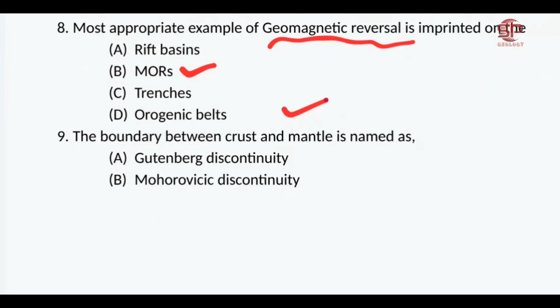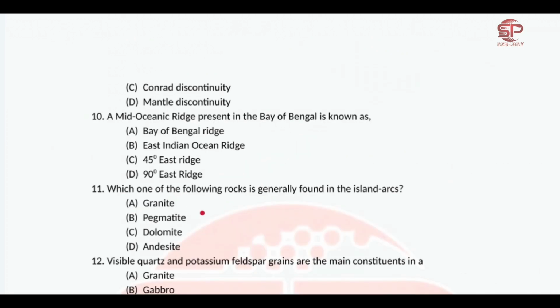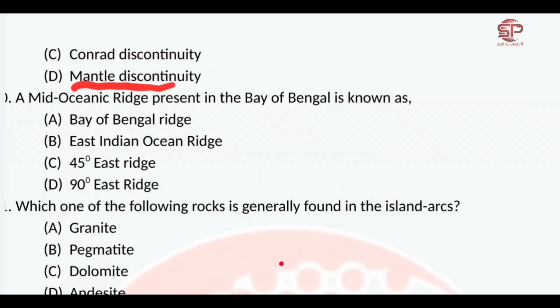The boundary between crust and mantle is called the Mohorovicic discontinuity. Then Gutenberg is between mantle and core. Conrad is between sial and sima. There is no such mantle discontinuity. So the answer will be Mohorovicic.